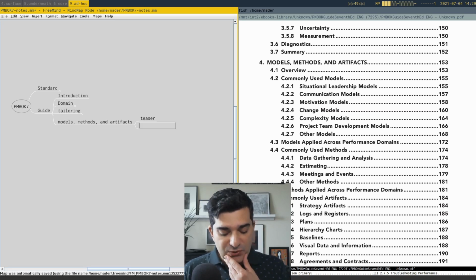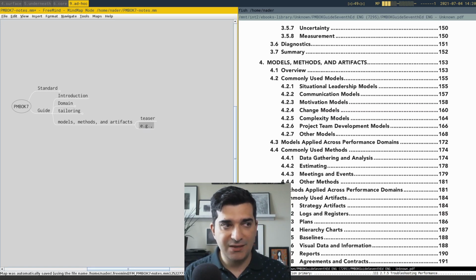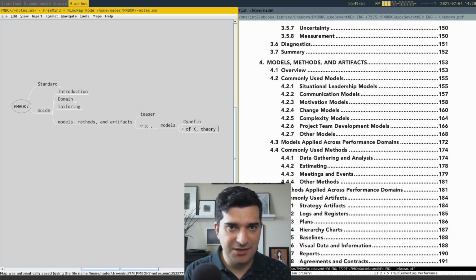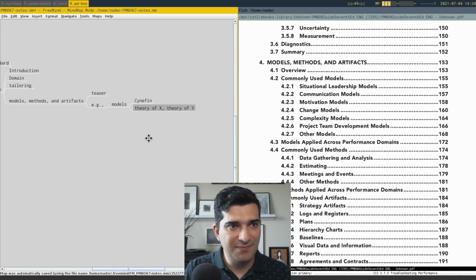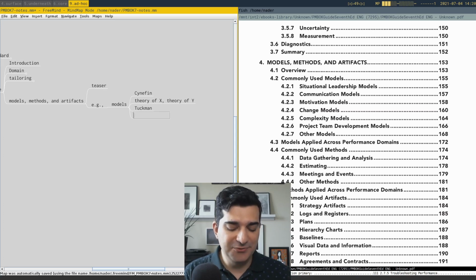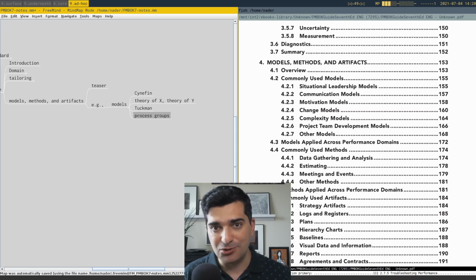In here, when it comes to models, for example, you will see things that may be familiar to you. The Kahneman model, you will see those theory of X, theory of Y, and so on. There's the Kahneman model, lots of things like that. And you will also see the process groups from the previous versions of the PMBOK guide. That's also a model.